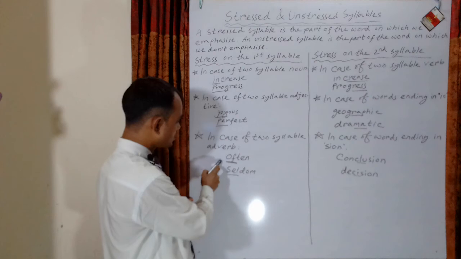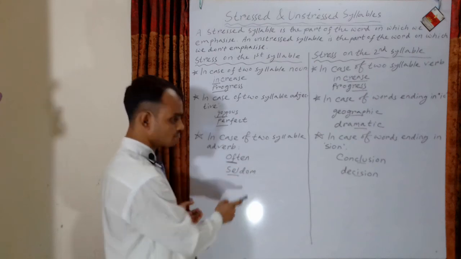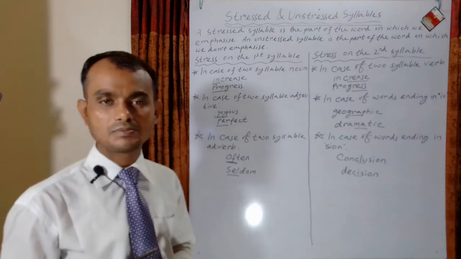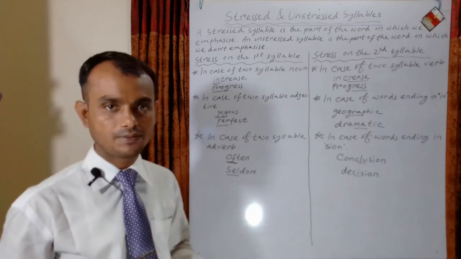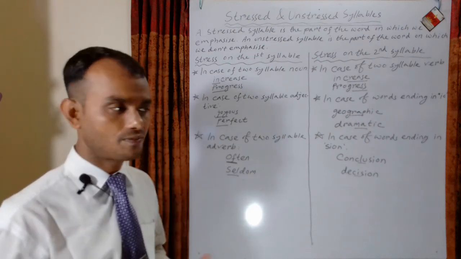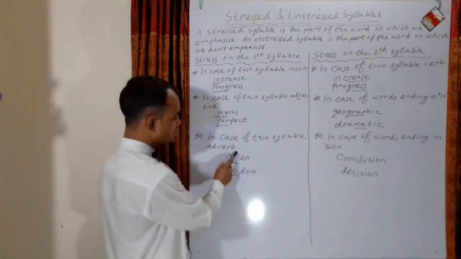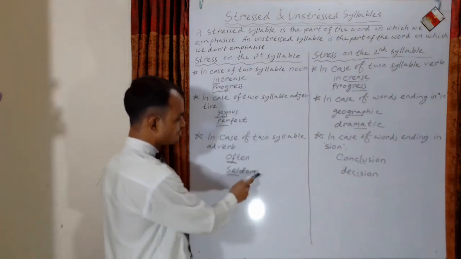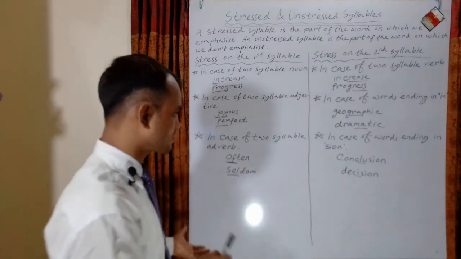In case of a two-syllable adverb, often, seldom. There are two syllables here, often. So we should stress on the first syllable. Seldom, seldom. We should stress on the first syllable.